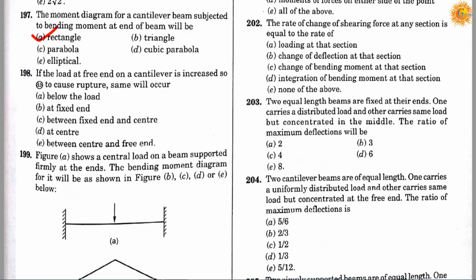Question number 198. If the load at free end on a cantilever is increased, so as to cause rupture, the same will occur: option A, below the load; option B, at fixed end; option C, between fixed end and the center; option D, at center; and option E, between center and free end. Correct answer is B, it will be at the fixed end.